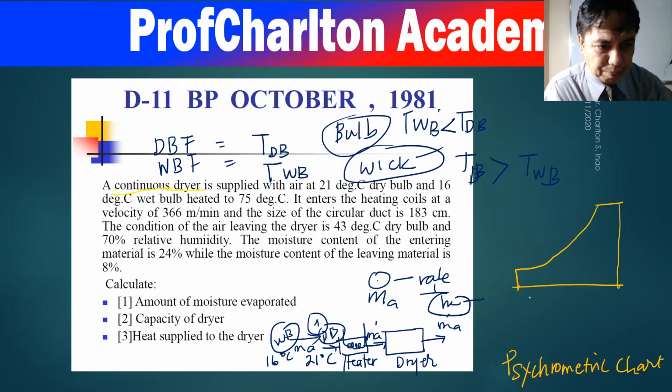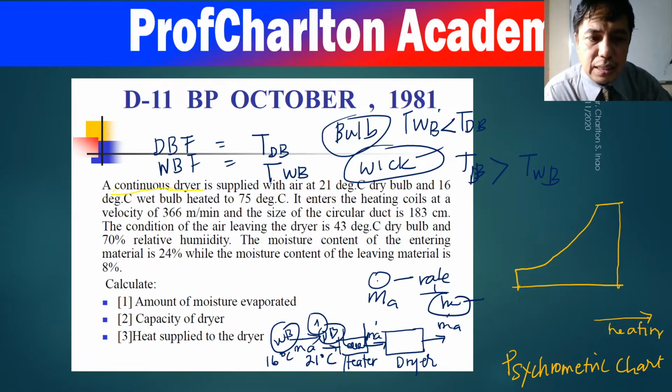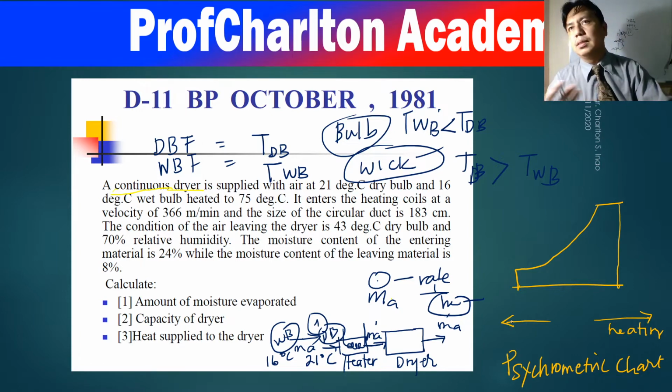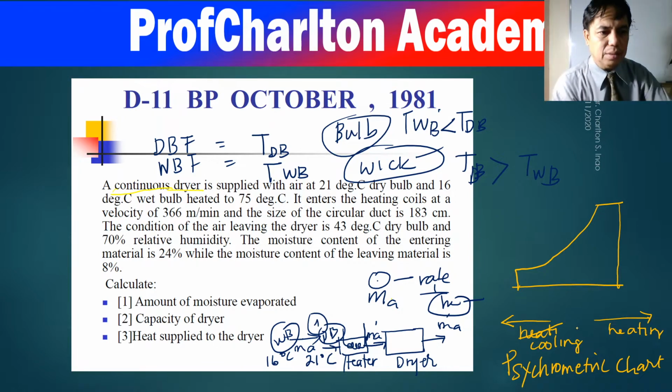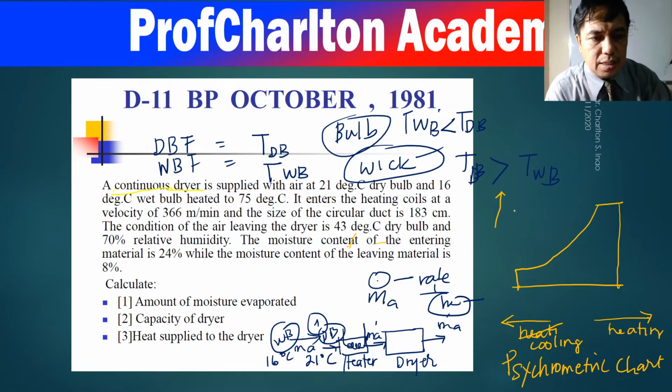So this psychrometric chart has parts, right? If you are going to the right, your process is heating. What kind of heating? Sensible heating, right? Then if you are going to the left, meaning the temperature is reduced or lessened, you are in the process of cooling. Now, if you are going a bit upward, your process is humidifying.